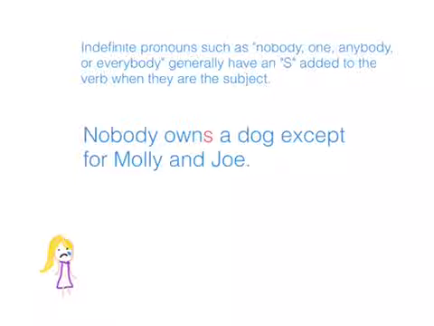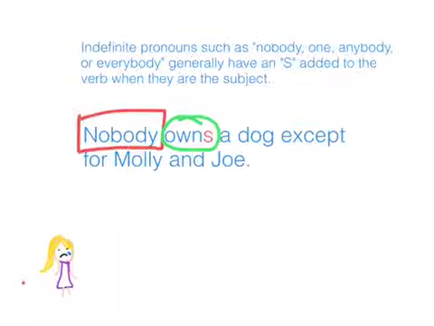There are a couple of other cases, like indefinite pronouns such as nobody, one, anybody, or everybody, and generally they have an s added to the verb when they are the subject. So my sentence is nobody owns a dog except for Molly and Joe. It would be the same case. Everybody owns a job except for me.